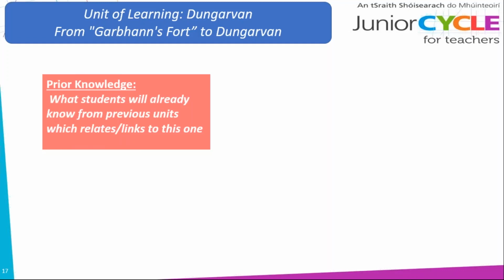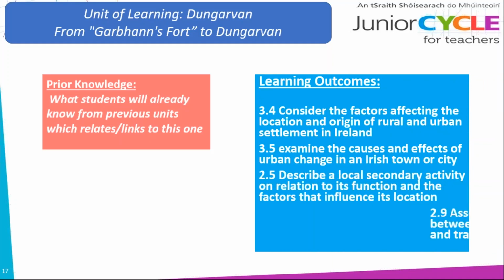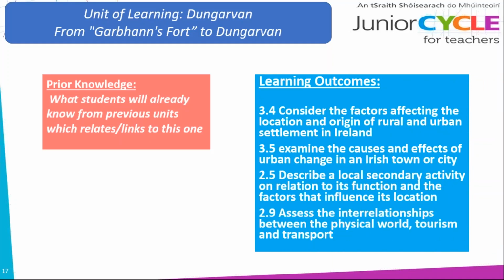Our first task when planning this unit of learning was to discuss what prior knowledge the students would have. We agreed that students would have previously looked at rural settlement in the area. We then focused on the main learning outcomes that would appear in this unit of learning. The process of deciding on these was discussed earlier in this webinar. We agreed that parts of learning outcomes 3.4, 3.5, 2.5 and 2.9 would be introduced or developed during this unit of learning.